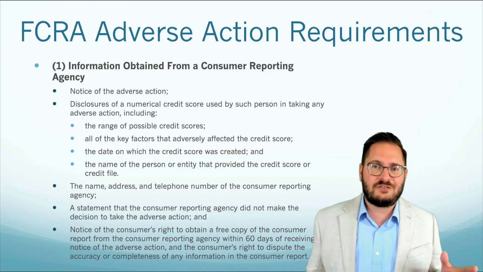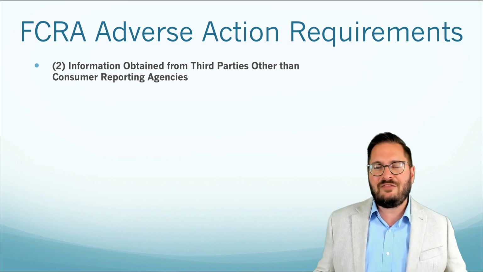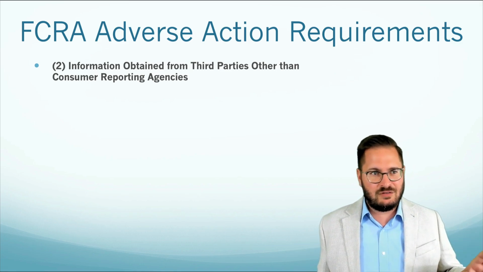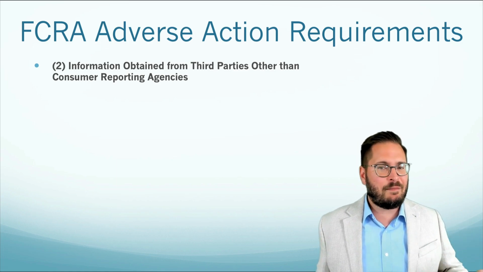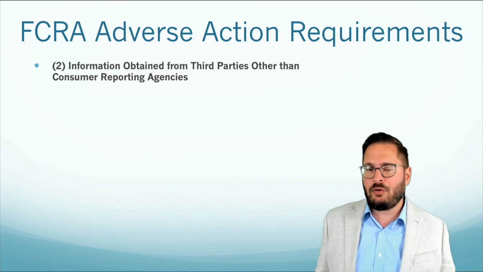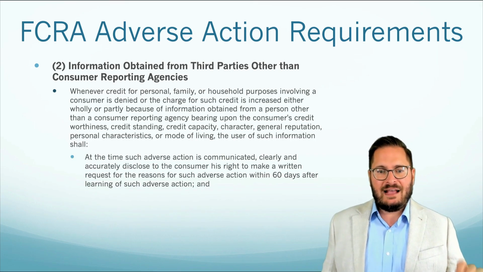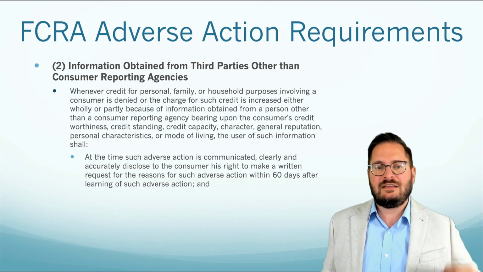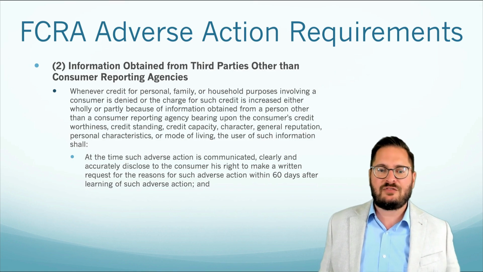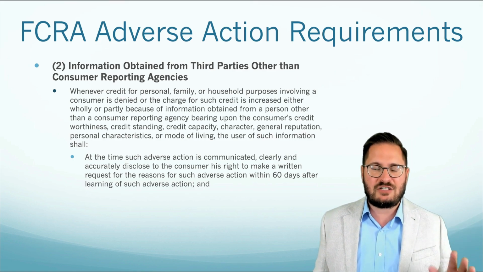Now, let's talk about the other two situations ever so briefly. So if you're denying somebody due to information obtained from a third party that's not a consumer reporting agency, somebody tells you, look, these people don't pay us back, and you deny them because of that, and they're not a consumer reporting agency, you have to then, at the time of adverse action, clearly and accurately disclose to the consumer their right to make a written request for the reasons for adverse action within 60 days after learning of such adverse action.